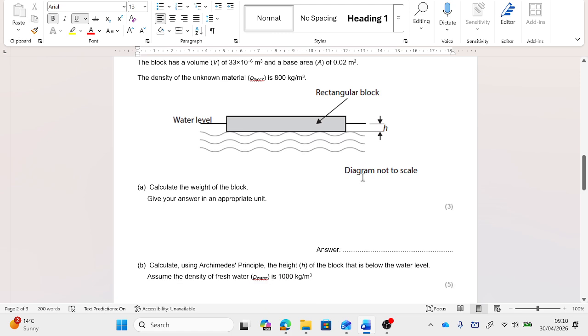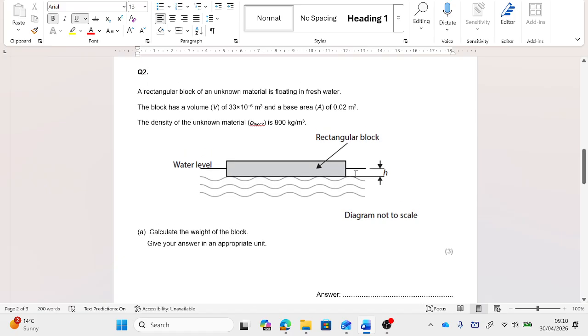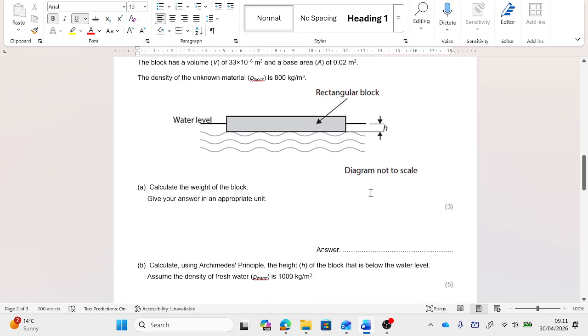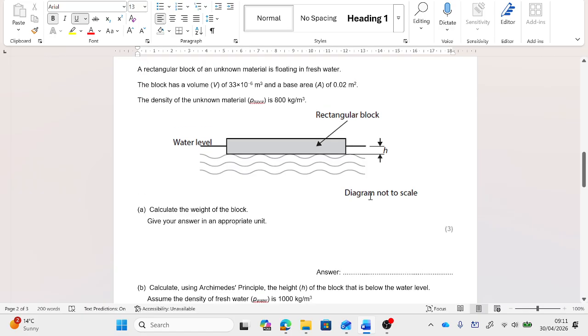Very small percentage across the United Kingdom actually completed these questions with full marks. There's two reasons for this. Number one, there's no formulas on the formula sheets, but you do have to use the formula. The other thing is people often misinterpreted the word weight.